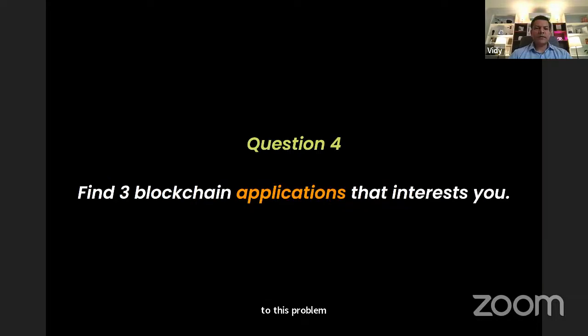Question 4 is moving on towards the project side now. I covered 12 different projects today. So I want you to find 3 blockchain applications that interest you. It could be some that I have covered in the projects, or ideally something that I have not covered. Maybe you can simply search for blockchain applications or blockchain use cases in a search engine and see what answers you get and what uses you are interested in.